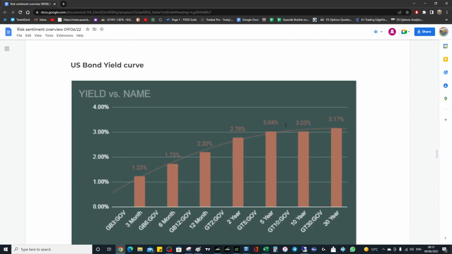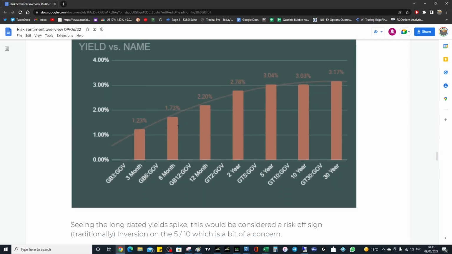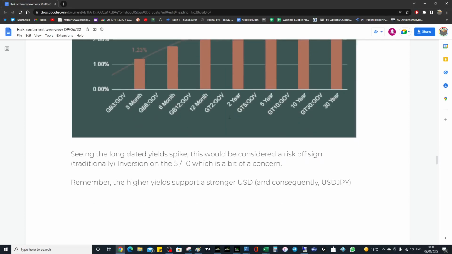And there's the inversion. These are very high now. This is like a recession warning, like I say, and this supports a stronger USD, especially the dollar yen. So there's a fundamental case for a strong dollar, but it all depends on what Lagarde says at the press conference. So this is a bit of a warning sign, a bit of an omen.